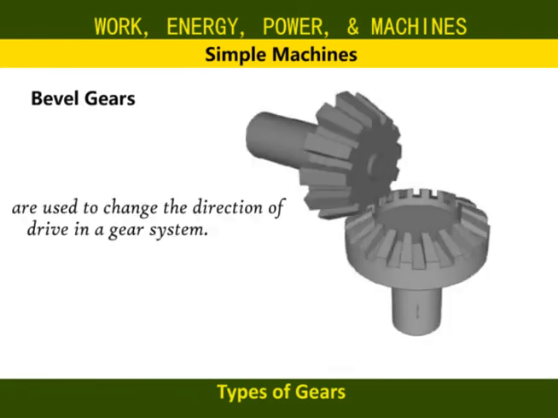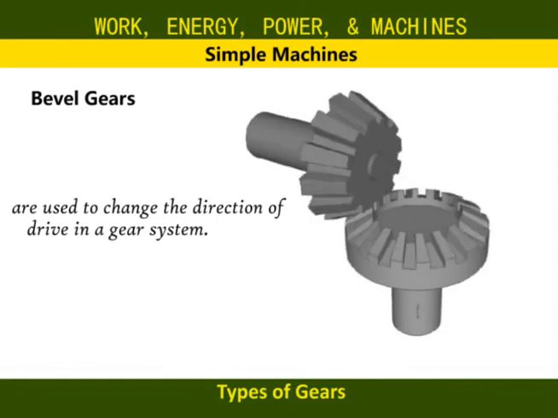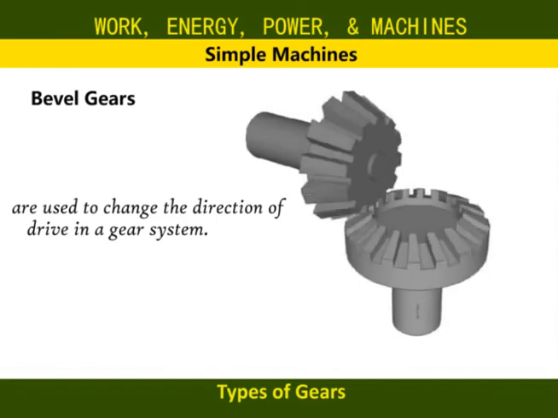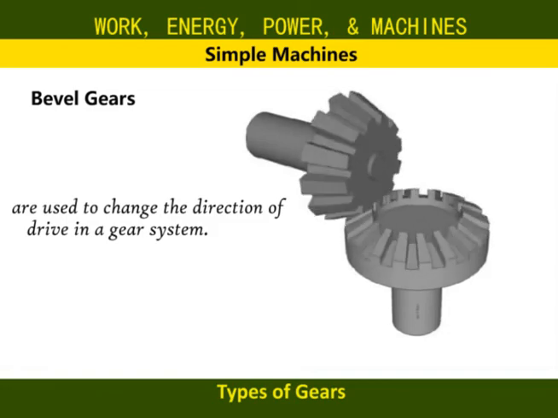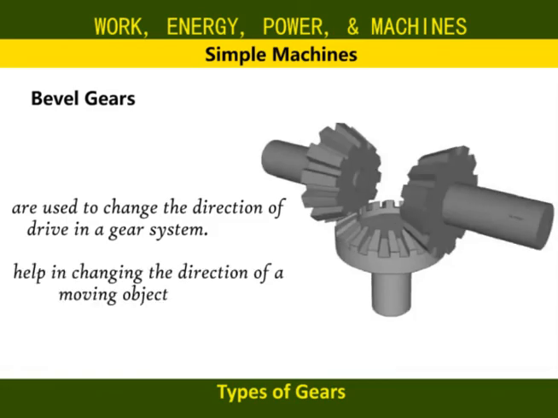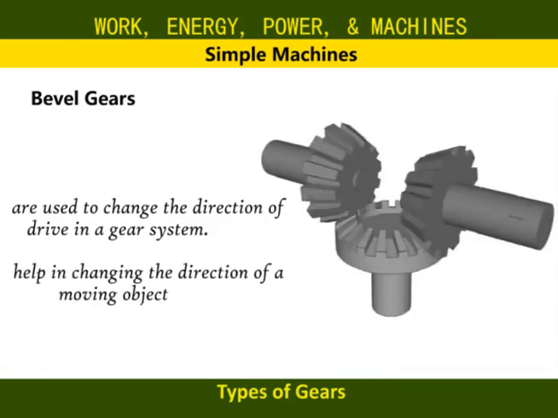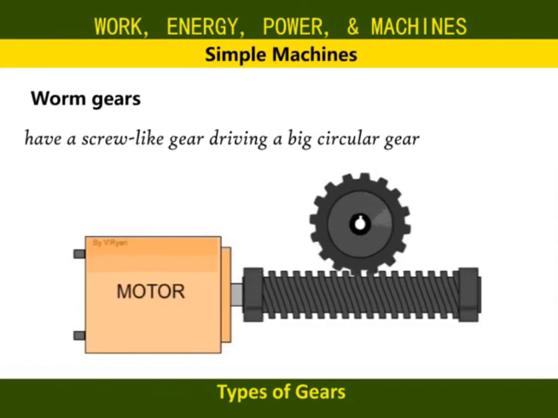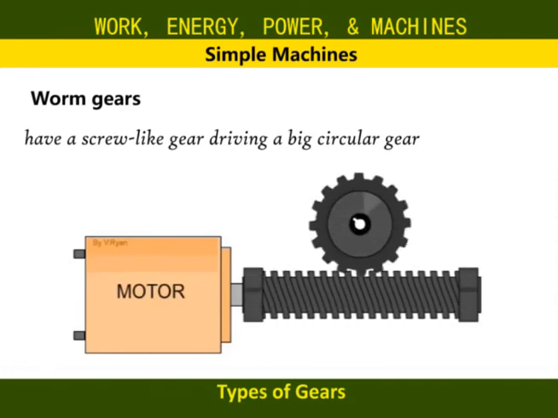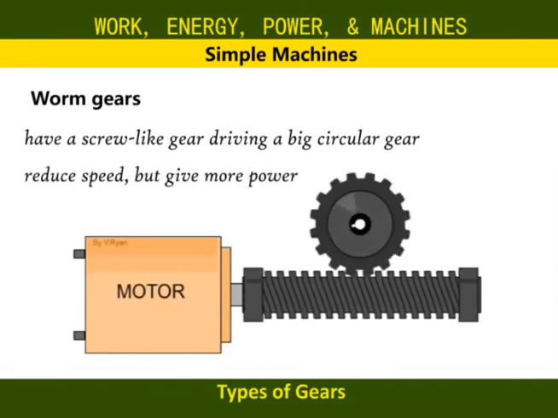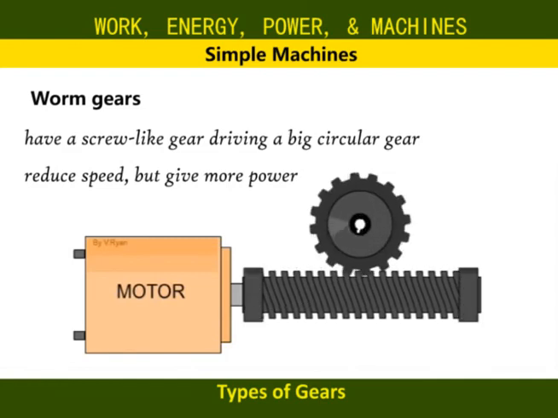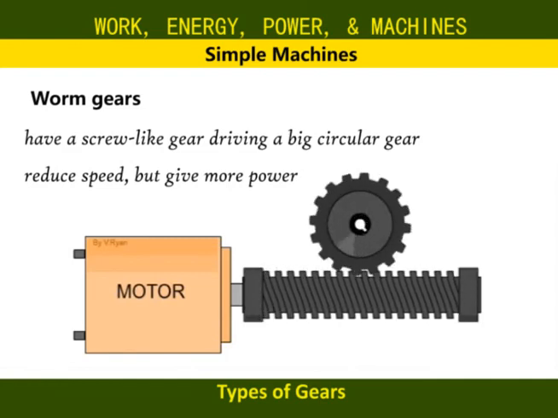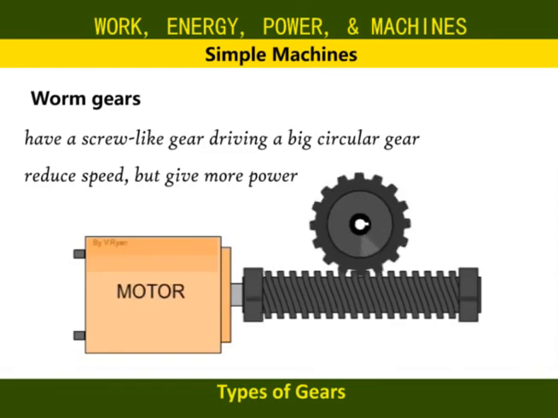Bevel gears are used to shift power from one direction to another. They shift the force from one axis to the required axis. So they help in changing the direction of a moving object. Worm gears have a screw-like gear driving a big circular gear. They reduce speed but give more power or force. They can also be used in changing the direction of motion.